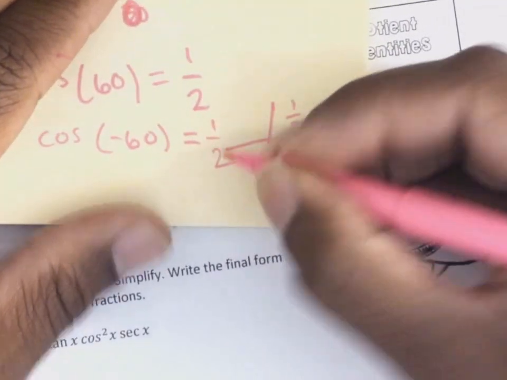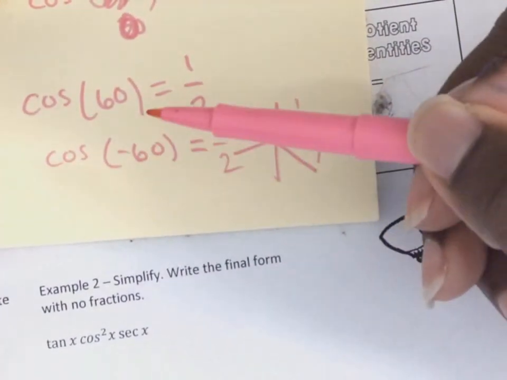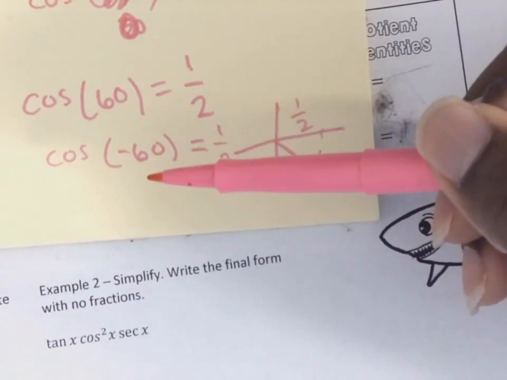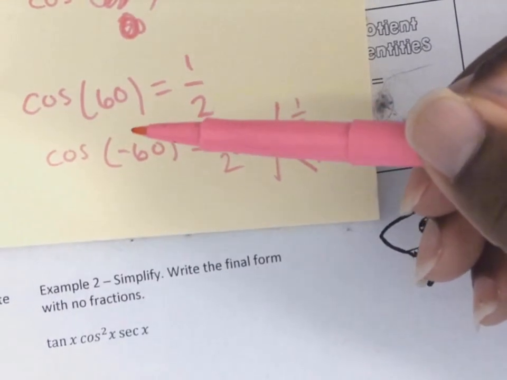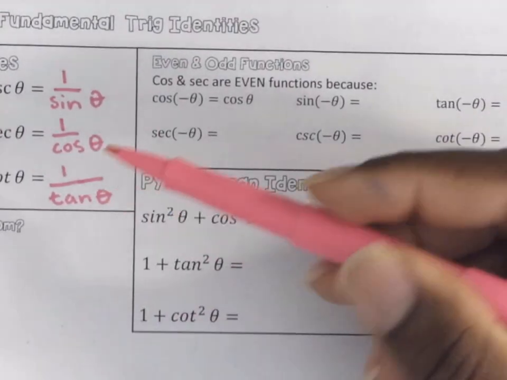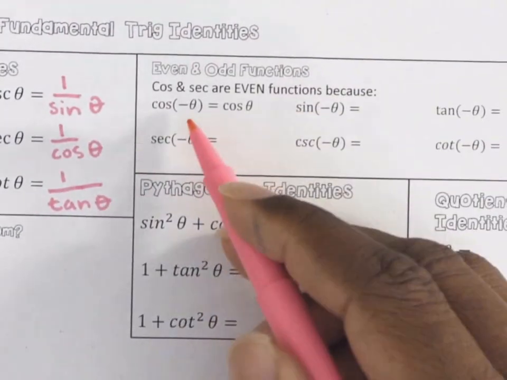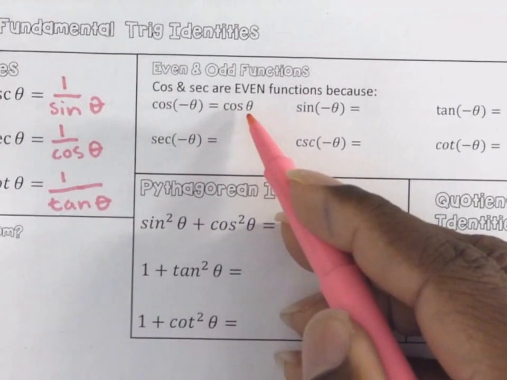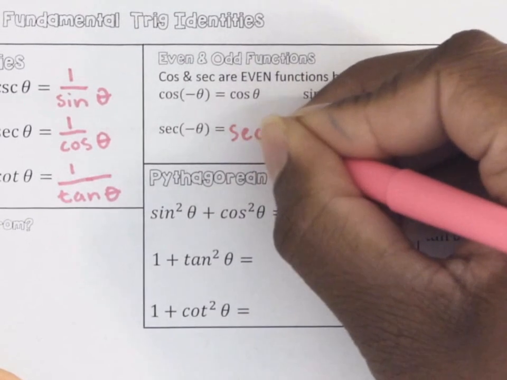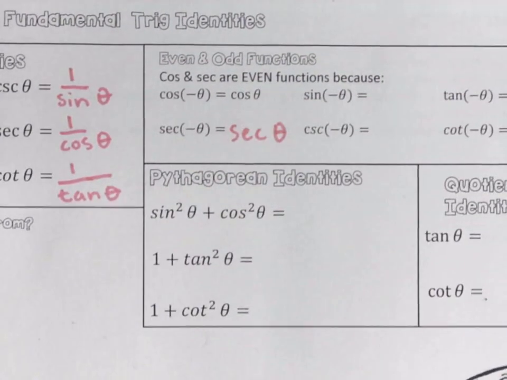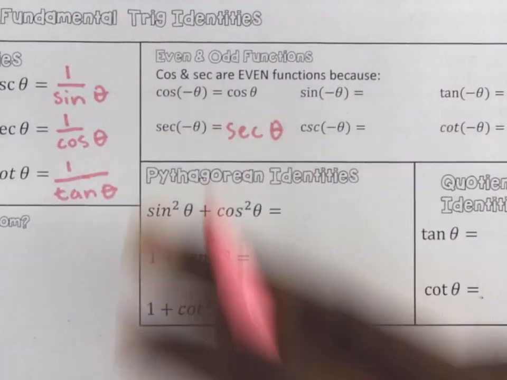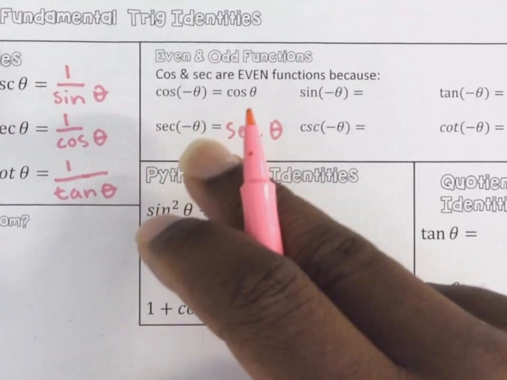So all that to say, it doesn't matter if the angle's negative or not, the value is going to come out to be the same. Even if I had negative 60 as an angle for cosine, if I know what cosine of 60 is, it's going to be the same value. Because of that, cosine and secant are even functions, because cosine of a negative angle is the same as cosine of that same positive angle. So you can just do away with the negative sign. The same is true for secant. Whenever you see these, you can rewrite it as just cosine or just secant.